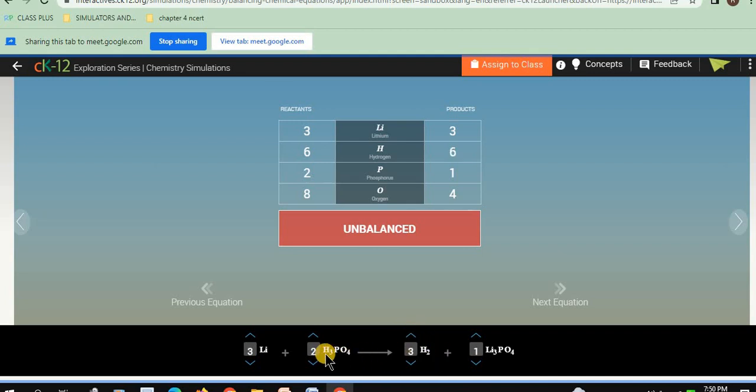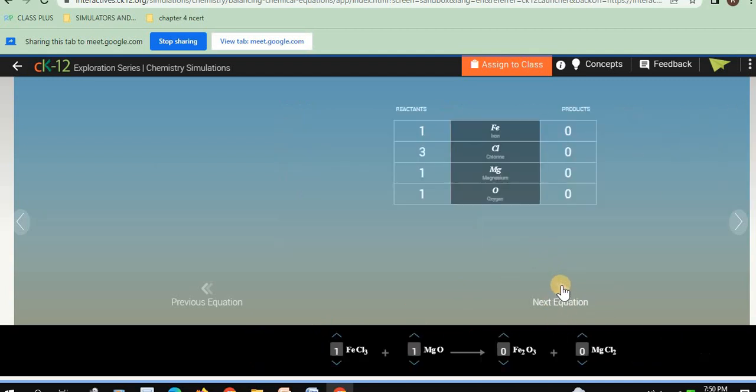Now balanced. Now what about phosphorus? 2. We have to make it 2 here. Now how many lithium? 6. So we have to make it 6. Got it? So these are easy, not much difficult.